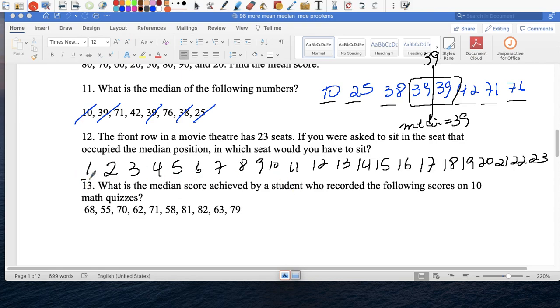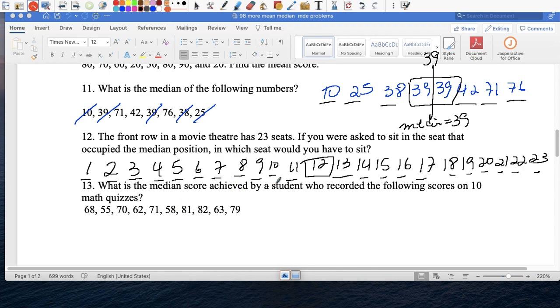So 1, 2, 3, 4, 5, 6, 7, 8, 9, 10. Let's go from the other side. 1, 2, 3, 4, 5, 6, 7, 8, 9, 10. Then we have the 11, we have 13, and here is your middle. The median here is 12.